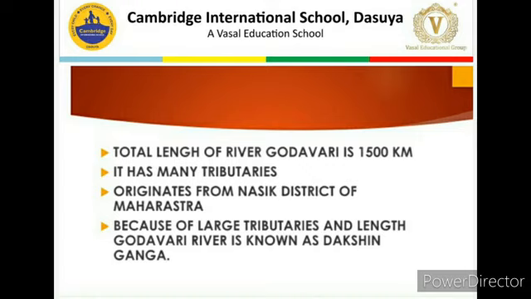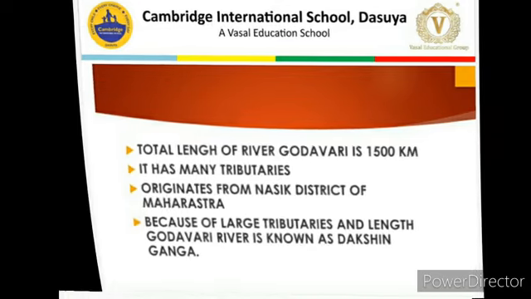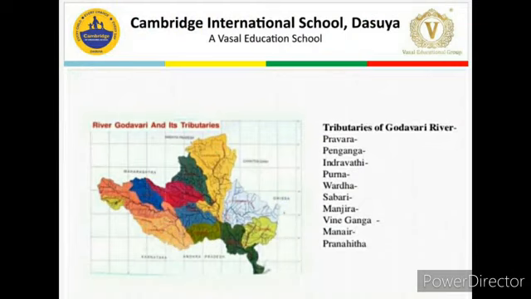The total length of the Godavari River is about 1500 km. From its place of origin, the river flows eastwards and receives a large number of tributaries on both its left and right banks. Now let's read about its main tributaries. The Manjira is the only important tributary on the right bank. The main tributaries on the left bank of the river are the Penganga, the Wardha, the Wainganga, the Indravati and the Sabri.